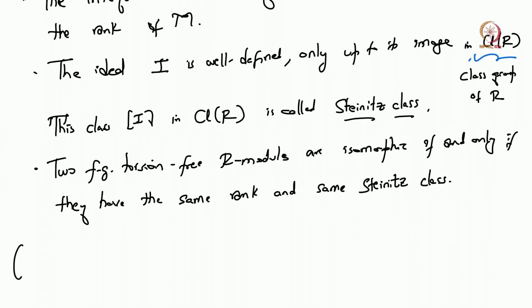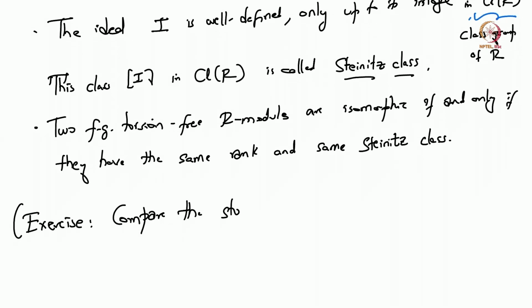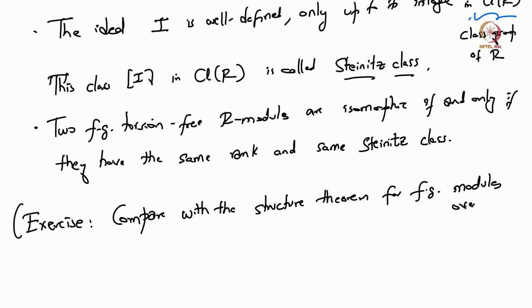Maybe just as an exercise, to get a grasp of these statements, what you can try is to compare with the structure theorem for finitely generated modules over PIDs, and ask yourself: are the statements that I wrote down generalizations of the structure theorem that you already know?